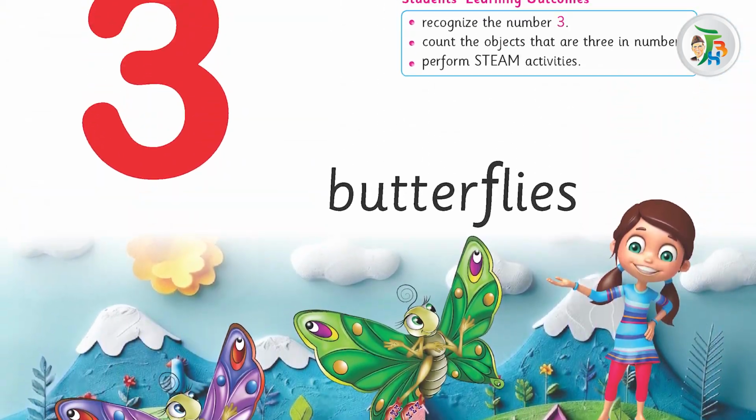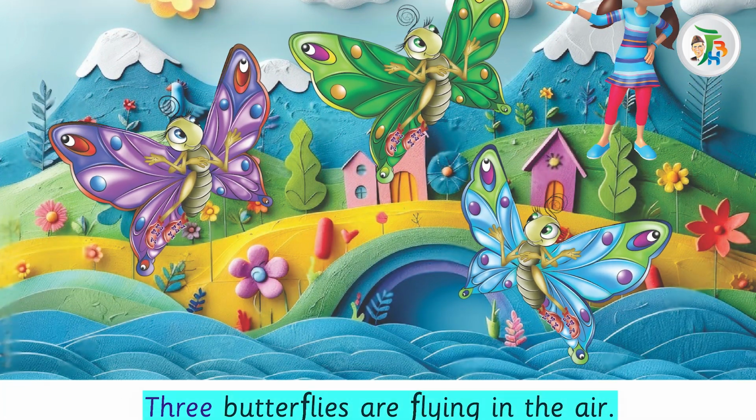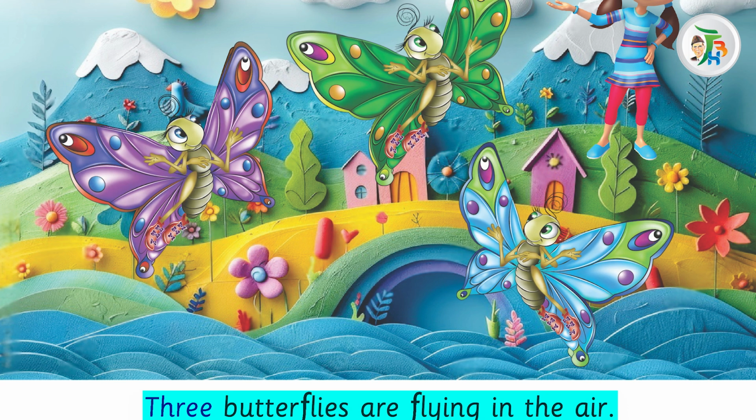So learners, now let's go to your book. Number 3, butterflies. Look at the colorful page. 3 butterflies are flying in the air. 3 butterflies उड़ रही हैं हवा में. See the beautiful colorful butterflies. Can you tell me the colors of the butterflies? One butterfly is purple color, the other is green and the other is blue color.